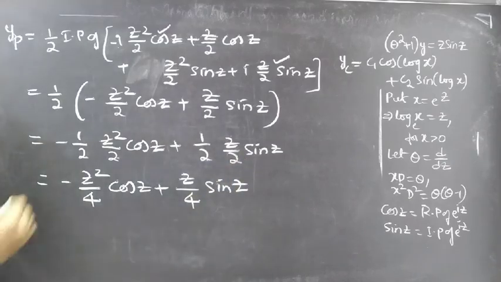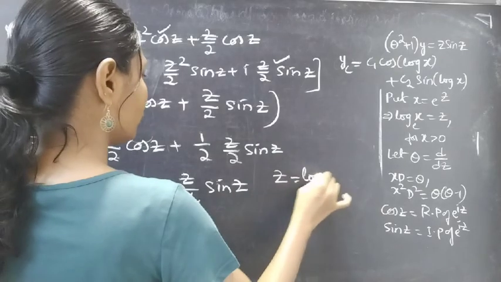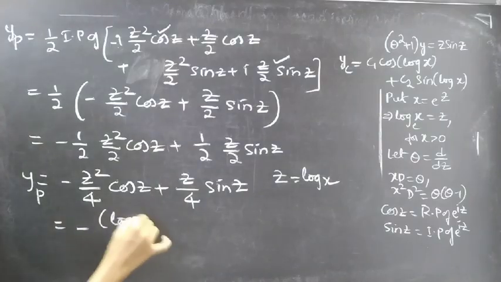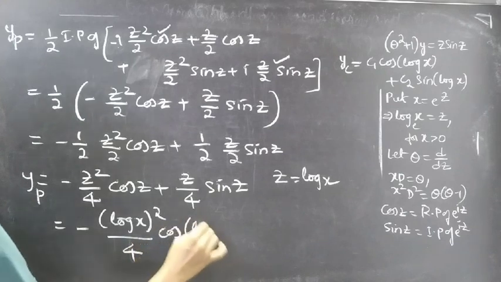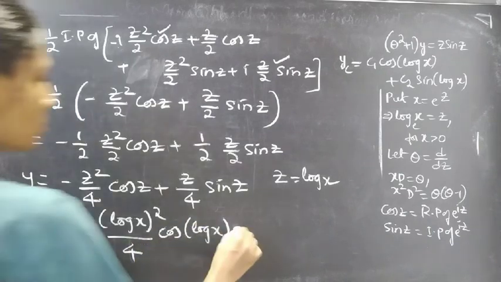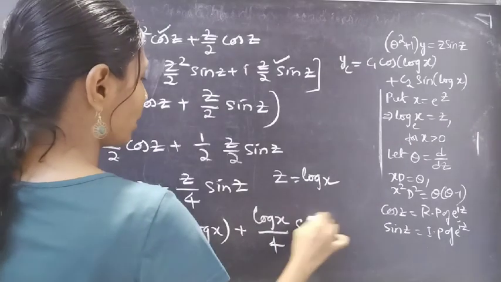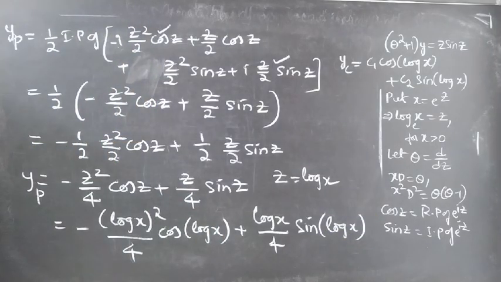Now we are having yp in terms of z. We need to write it in terms of x. So let's replace z by log x. Then we'll get minus log x whole square by 4 cos of log x plus log x by 4 sin of log x, which is our required yp.